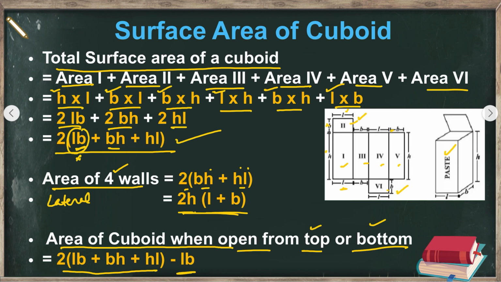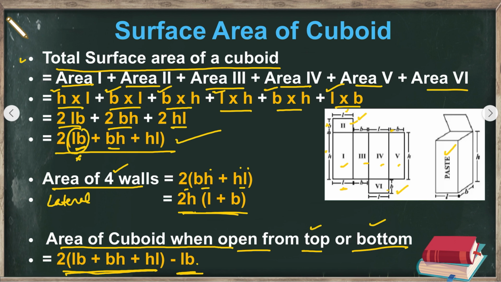That is, if it is top or the bottom, the area of the both face will be L into B. So we'll calculate the area of the entire cuboid and then we'll minus the area of the top or the bottom face. Okay, so what we get the formula final as twice of LB plus BH plus HL minus LB. Okay, so we have three formulas here.